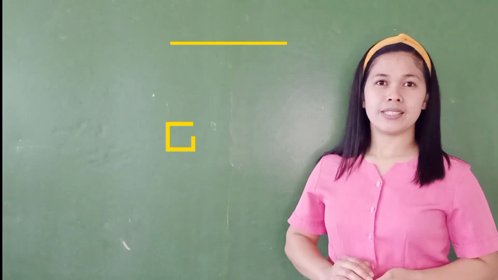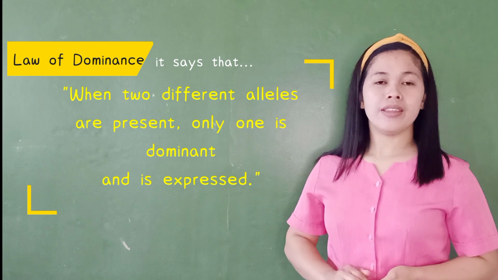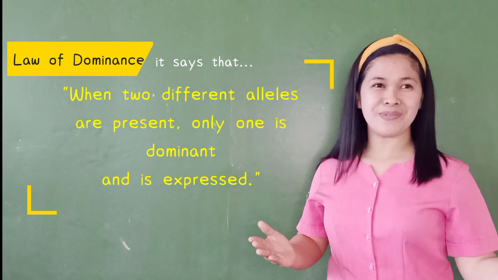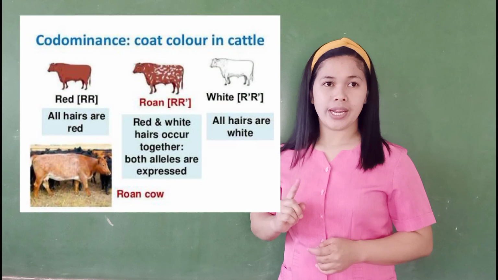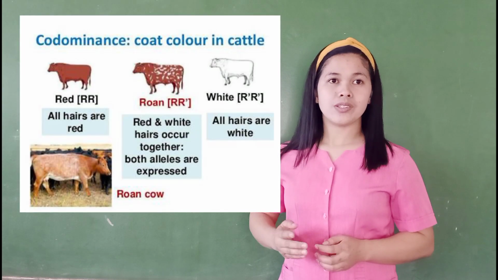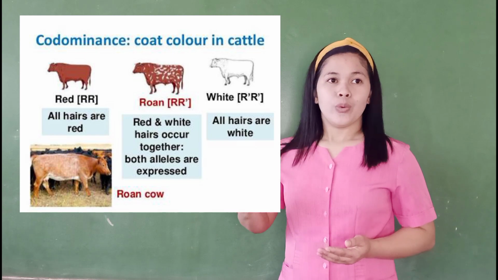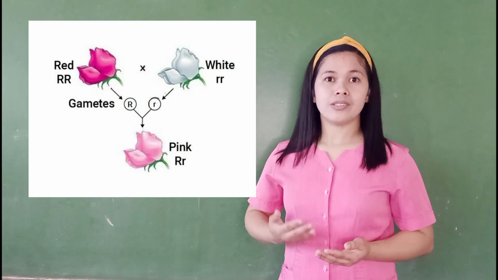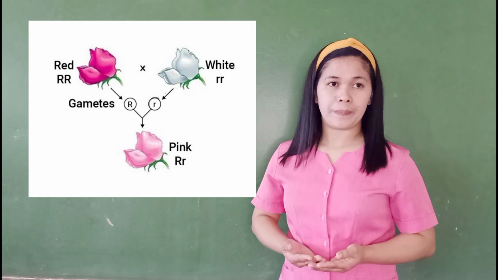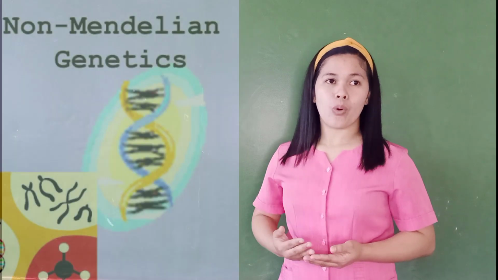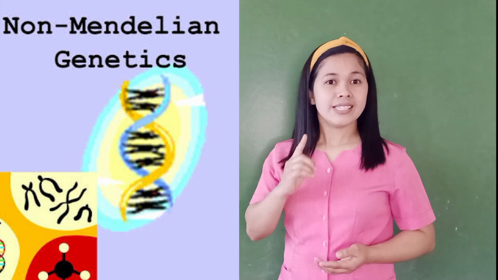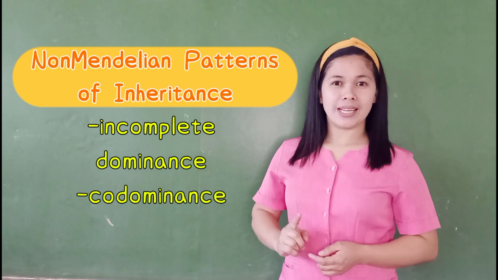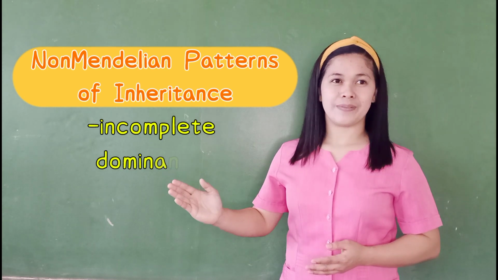The law of dominance tells us that the dominant trait masks the expression of the recessive trait. However, this is not always the case. There are times when both traits are expressed, like in the case of roan cows, or when traits blend, like in the case of the pink four-o'clock flower. This is what we explore in this lesson on non-Mendelian genetics. This includes incomplete dominance and codominance.